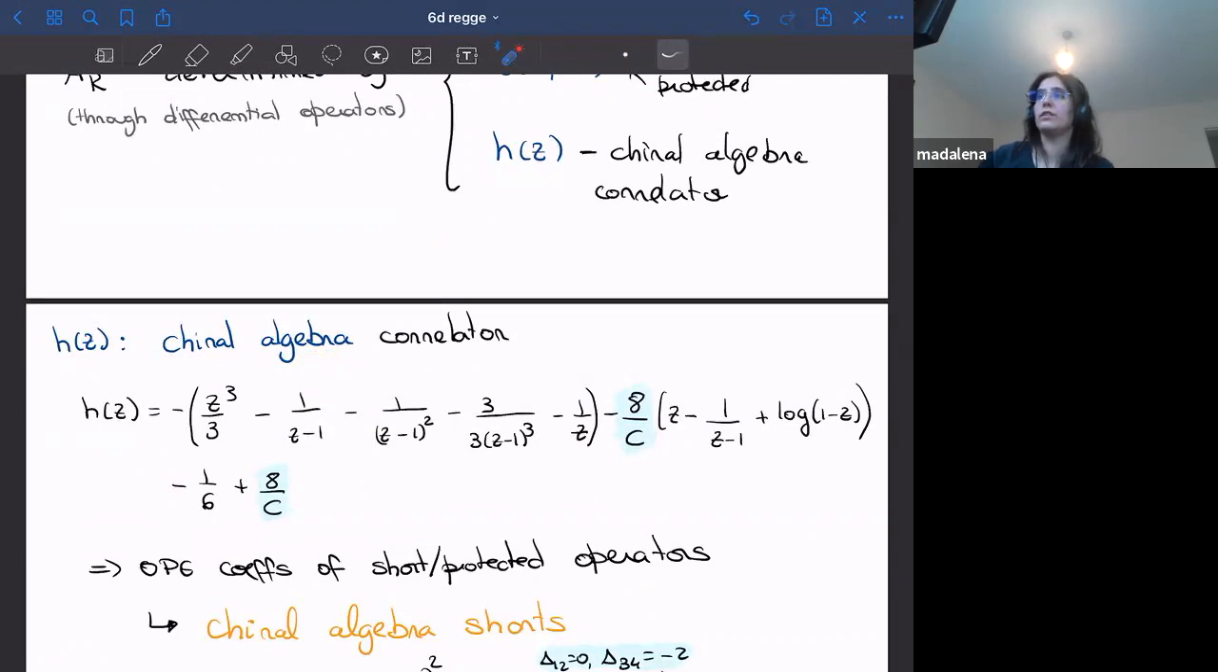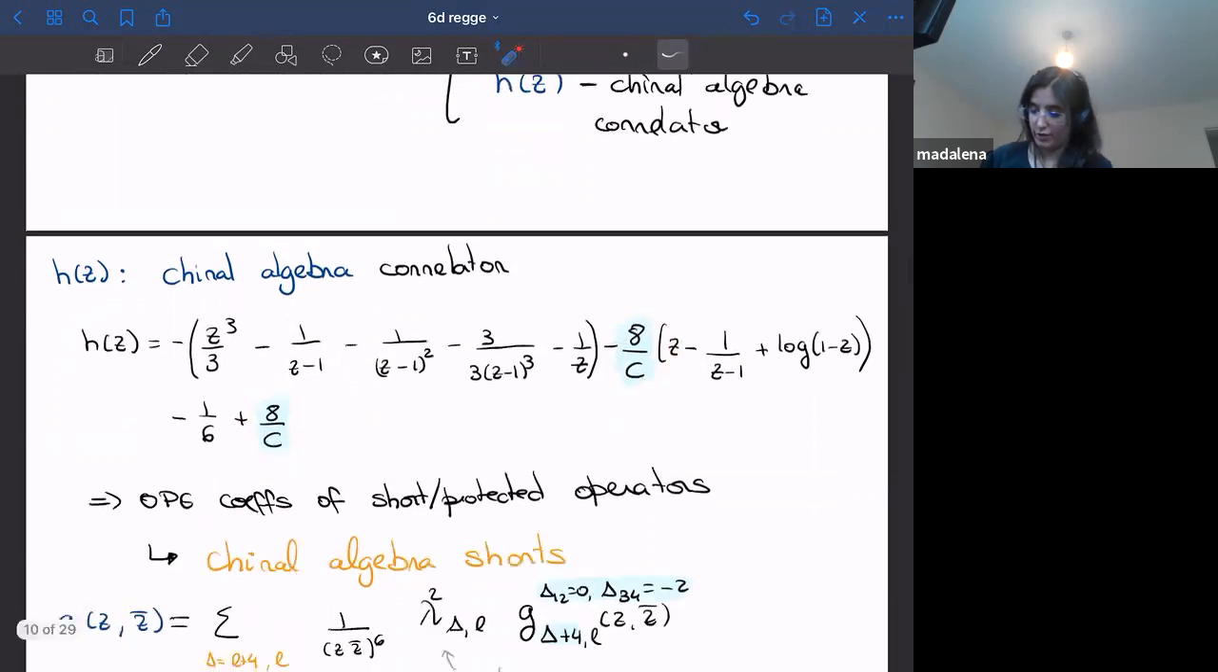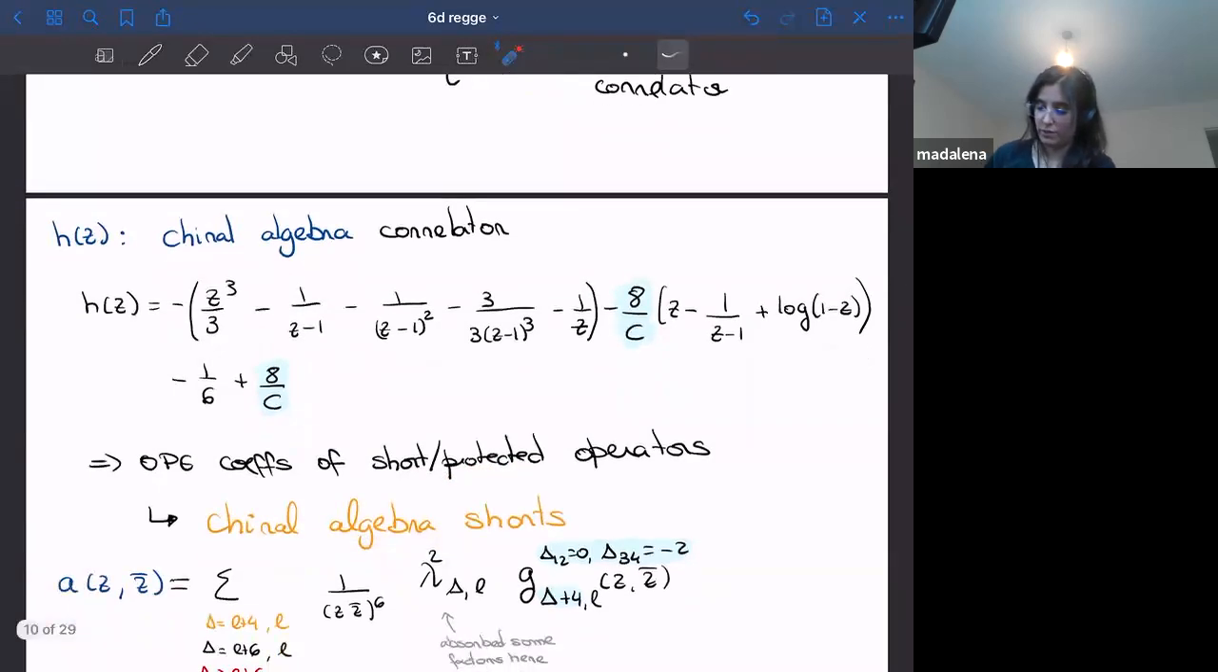So you see it's an explicitly known function where the only free parameter is the central charge, the 6-dimensional central charge, the 2-point function of the stress tensor. And from this, you can read off the OPE coefficients of short or protected operators. And these are the guys I will be calling chiral algebra shorts throughout the talk. So from this, we can just read off an infinite number of OPE coefficients.